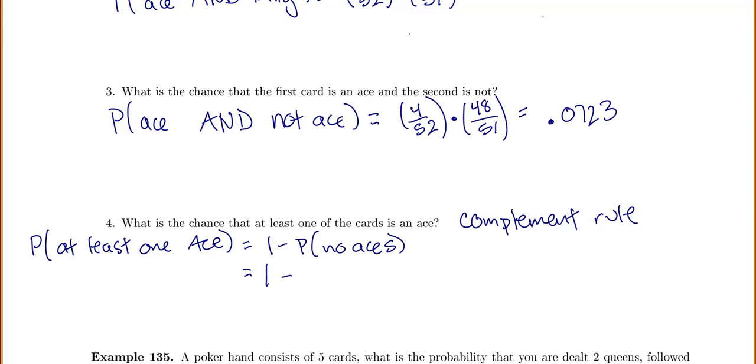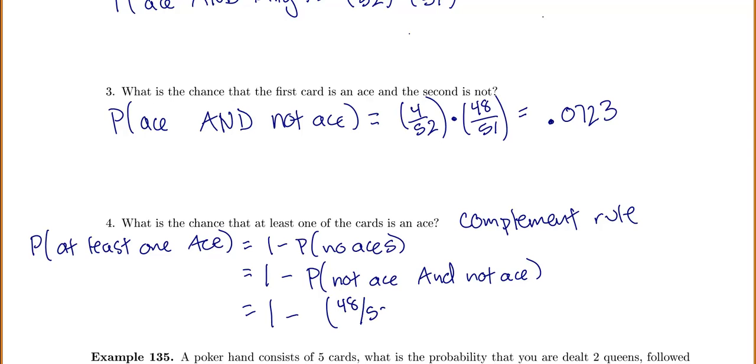So how do you get no aces? You've drawn 2 cards and you want no aces. So that means you get a not ace and a not ace. So the probability of getting a not ace, there are 48 non-aces out of 52 cards. Times, and now you want to get another not ace. There's only 47 not aces left out of a total of 51. Put all this into your calculator and you get 0.1493.